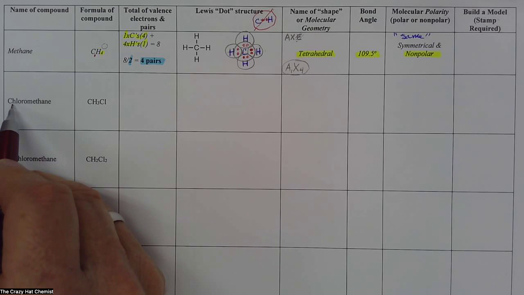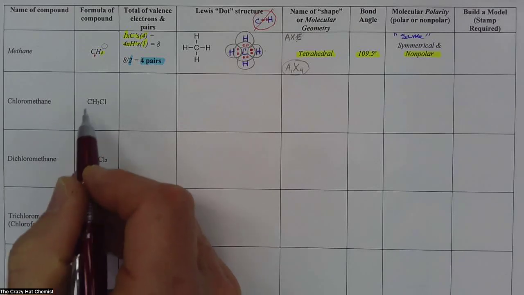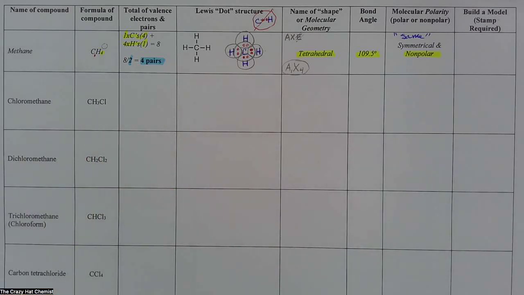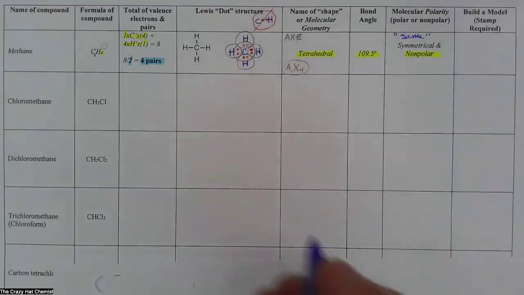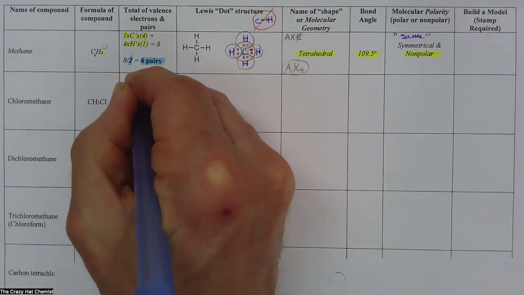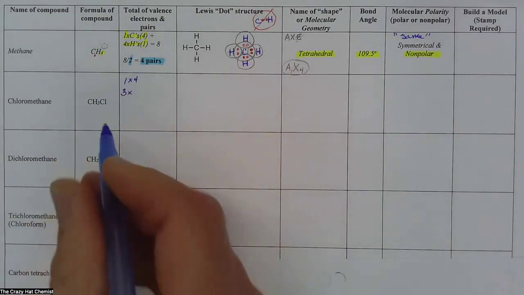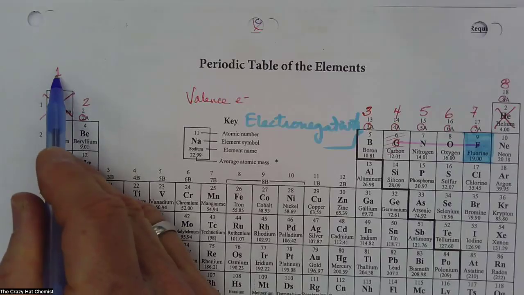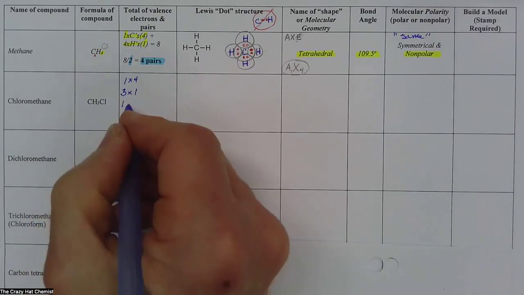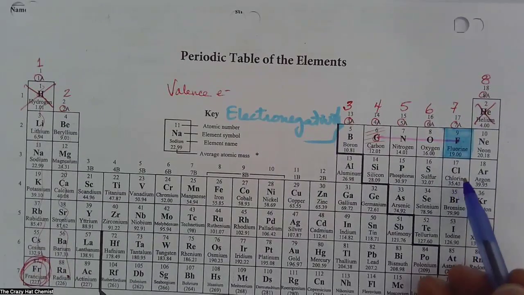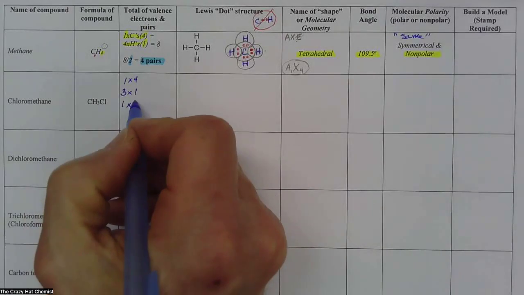Number 2 problem is chloromethane. I've given you the formula of CH3Cl. So we're going to find these elements on the periodic table. We're going to find carbon. Carbon is right here. It has 4 valence electrons. So there's 1 carbon at 4 valence electrons. Hydrogen, there are 3 of them, and hydrogen has 1 valence electron for each one. Perfect. Chlorine, there's 1 chlorine, and chlorine has how many valence electrons? 7 valence electrons. So that's it for the periodic table at this moment in time.